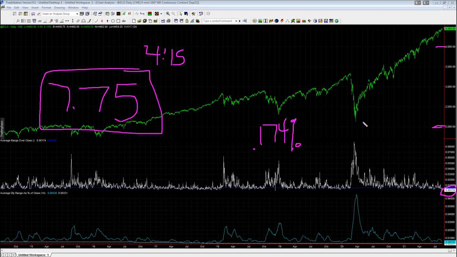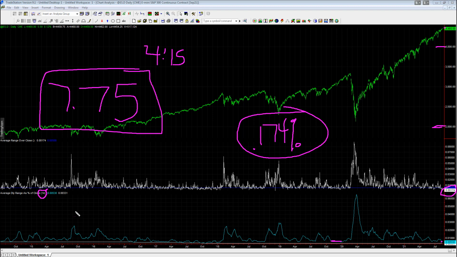So we're at 0.174% range as a percentage of the close on today's session. The bottom indicator is the average daily range as a percentage of close over the last 14 days. The top indicator is just the current day. Over the last 14 days we're at 0.5%, half a percent, but the last 5 days the ranges have shrunk even further. So we're near the end of 2019 levels, which are in here.